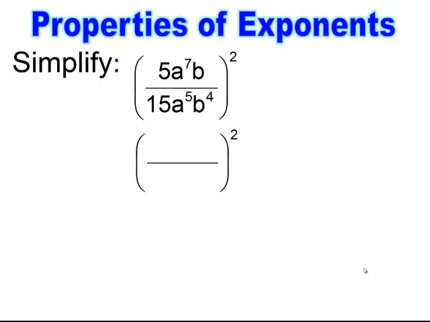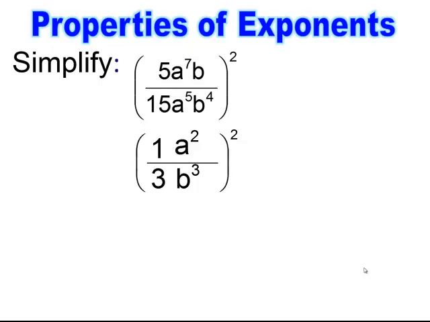So again, I want to simplify inside first. I'm just drawing my line. I'm looking at the first piece. 5 over 15 will reduce to 1/3. And then a to the 7th over a to the 5th will simplify. I'm going to subtract and it's going to stay on top. I get a squared. And then b over b to the 4th, higher exponents on the bottom, I subtract and I leave it on the bottom.